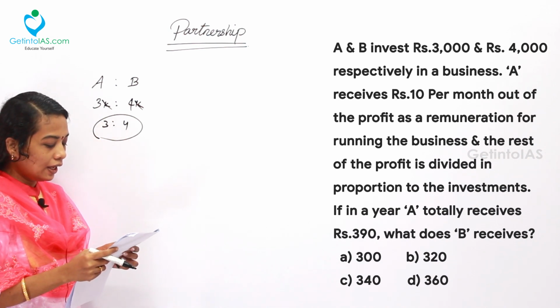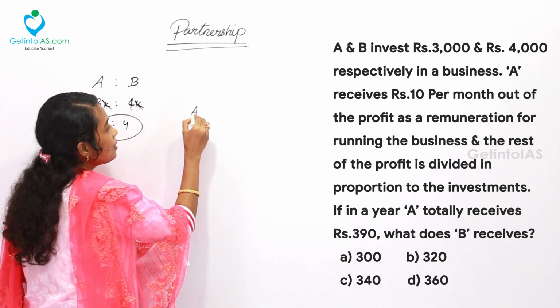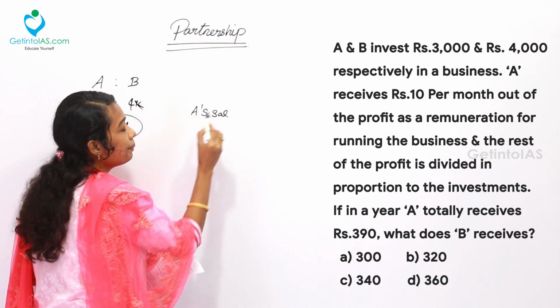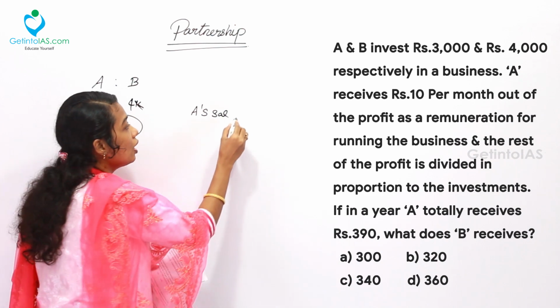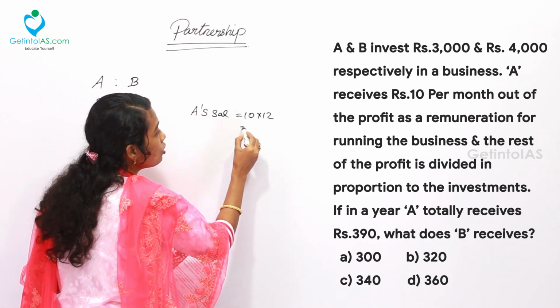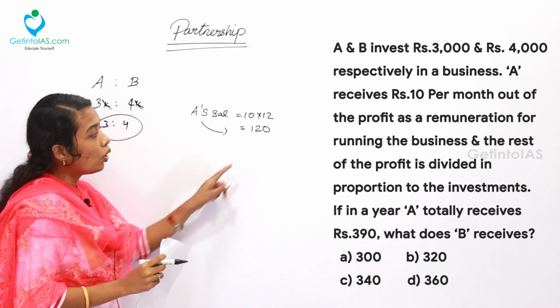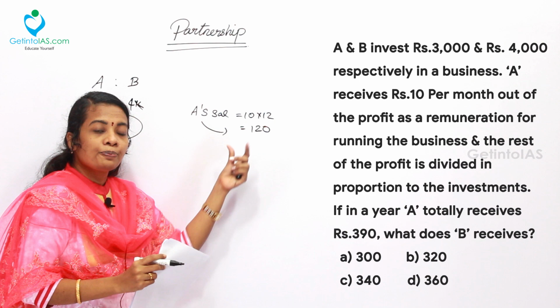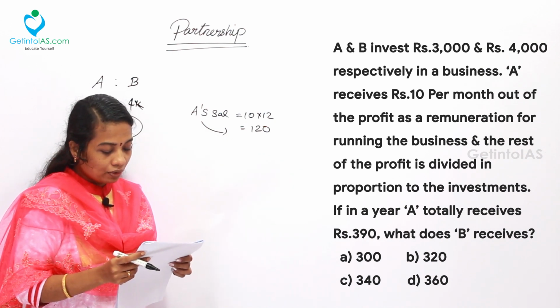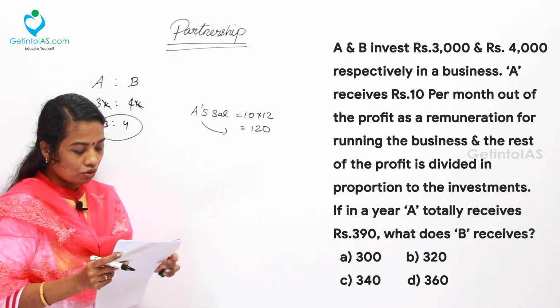The next thing is A receives rupees 10 per month. So A's salary per month is 10 rupees; for the year, 10 into 12 is 120 rupees. That is, A's salary is 120 rupees annually. So it is to be deducted from the overall profit. Is the overall profit given? No, it is not given.